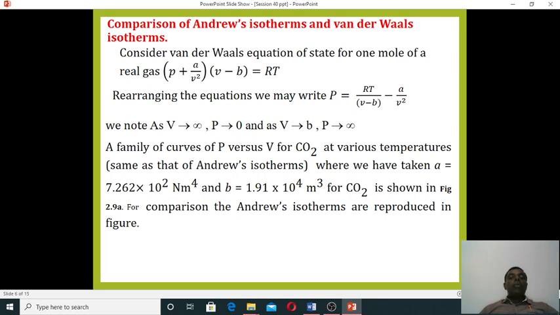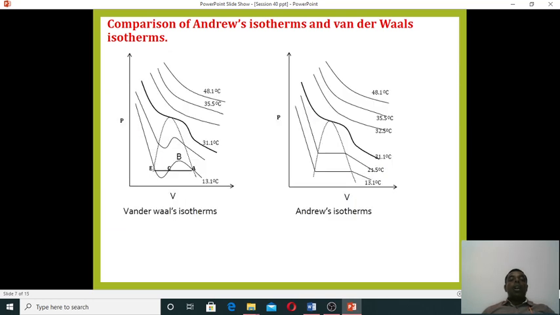A family of curves of P versus V for carbon dioxide at various temperatures are the van der Waals isotherms, where a and b for carbon dioxide are a = 7.226 × 10² N m⁴ and b = 1.91 × 10⁻⁴ m³, as shown in the figure. These are the two diagrams that have been drawn. The left side is the van der Waals isotherms, and the right side is the Andrews isotherms.